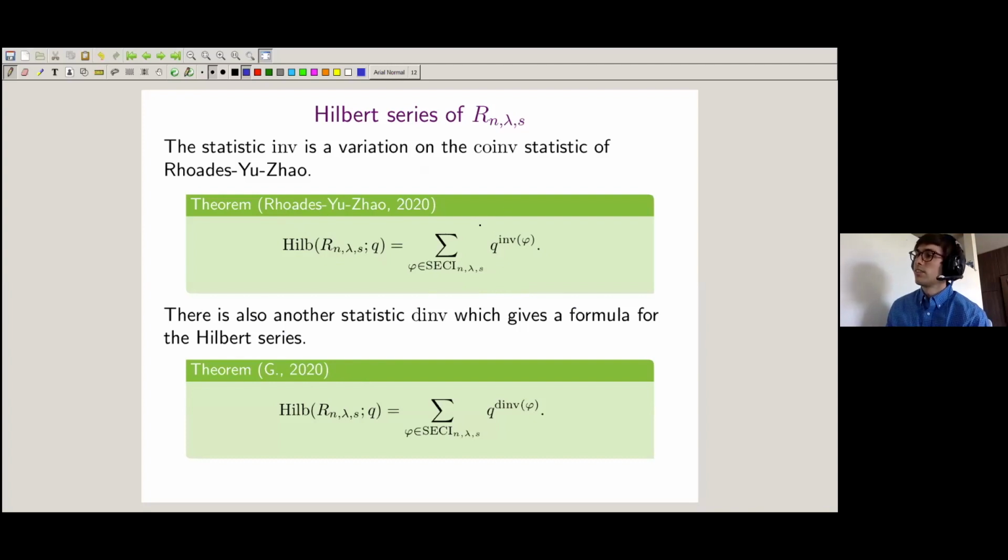And they characterized the space of harmonics for these rings R and lambda S. And let me also say there is another statistic which I call D-inv, or diagonal inversion, which also gives a Hilbert series. So the Hilbert series is alternatively the Q generating function over D-inv. But in this talk, I'd like to focus on this inversion statistic, because this is the one that basically stabilizes as you take this limit to infinity.